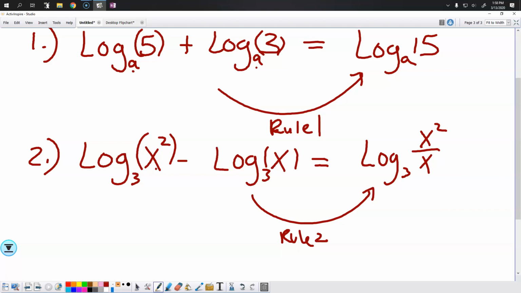We can simplify that, can't we? Yeah. So let's go ahead and simplify it. X squared over x is, like you guys said, just x.